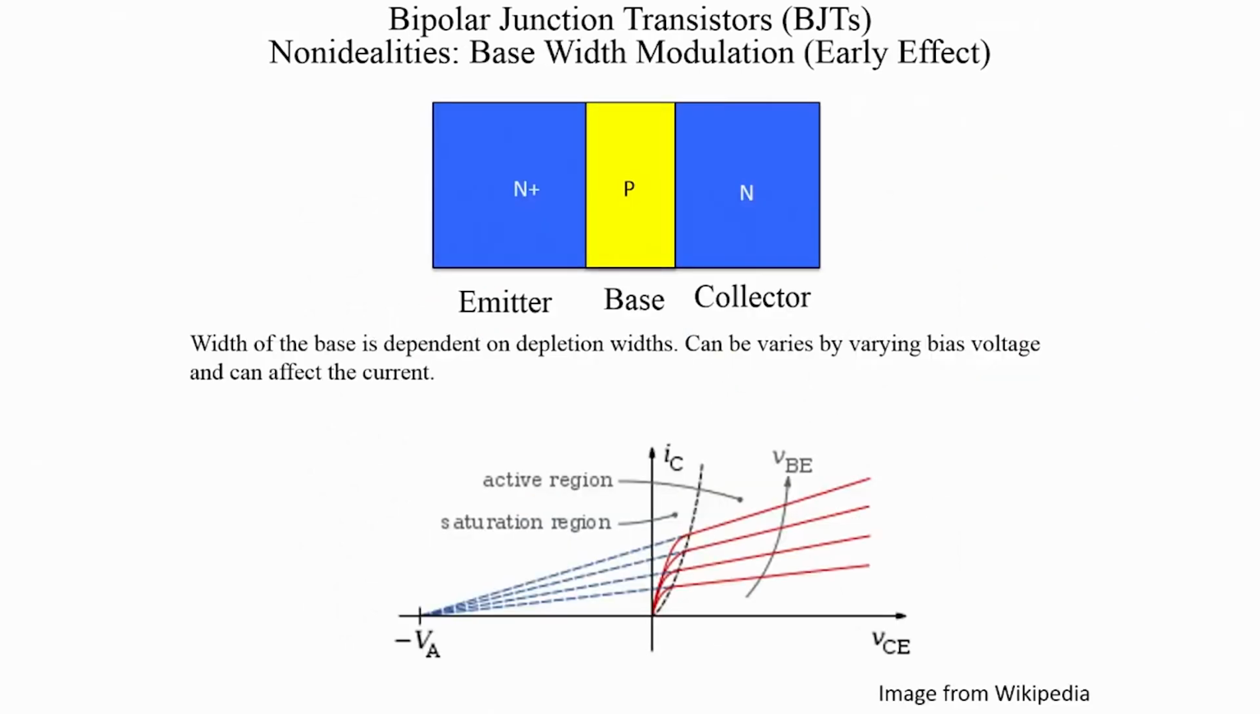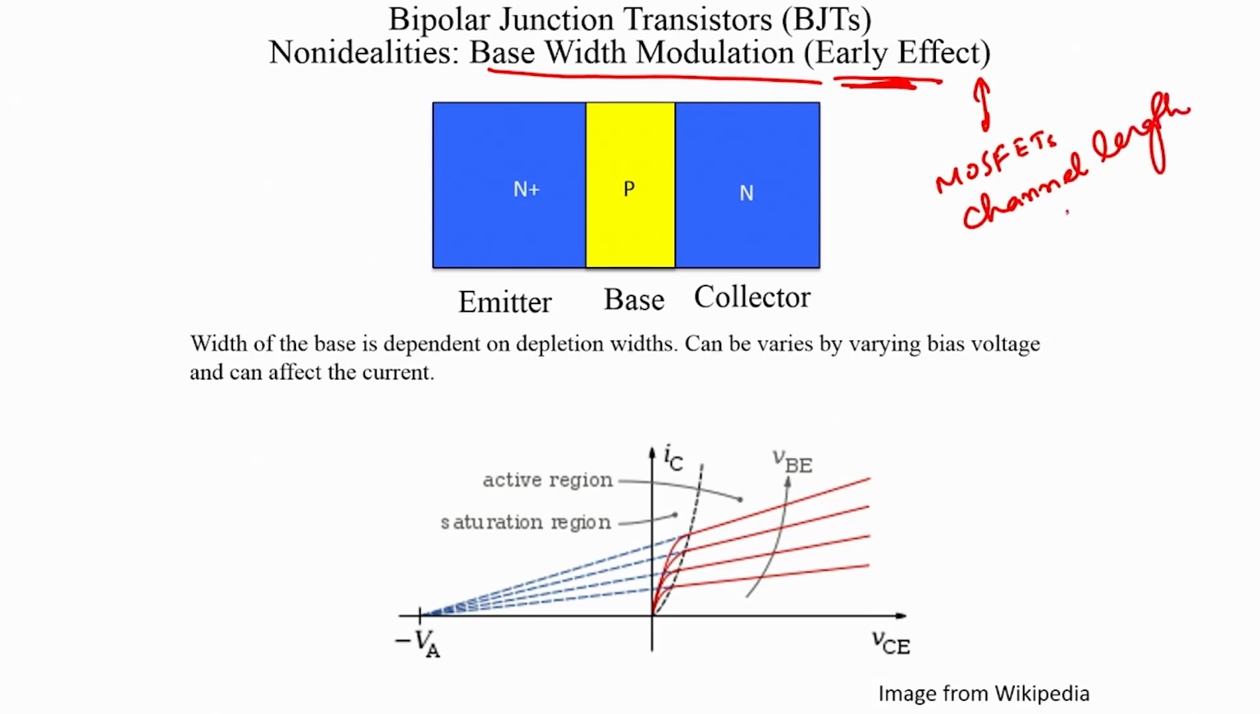The other non-ideality is something called base width modulation. This is quite important from the point of view of circuits, and it has another term, it is called the early effect. Okay. It is called the early effect, named after the person who discovered it. And this particular effect has a counterpart in MOSFETs. So, when we talk about MOSFETs, we will discuss something called channel length modulation.